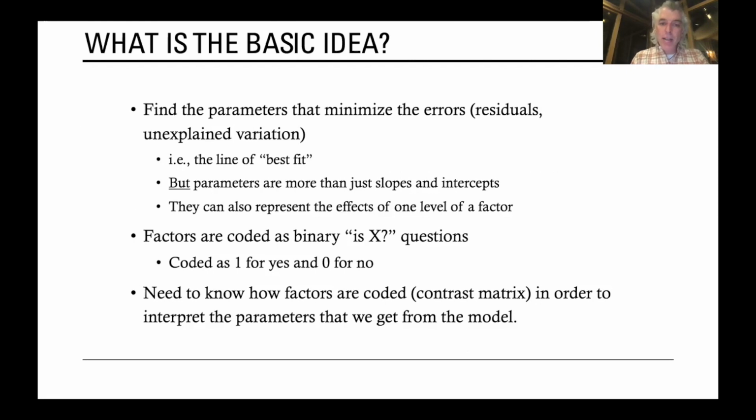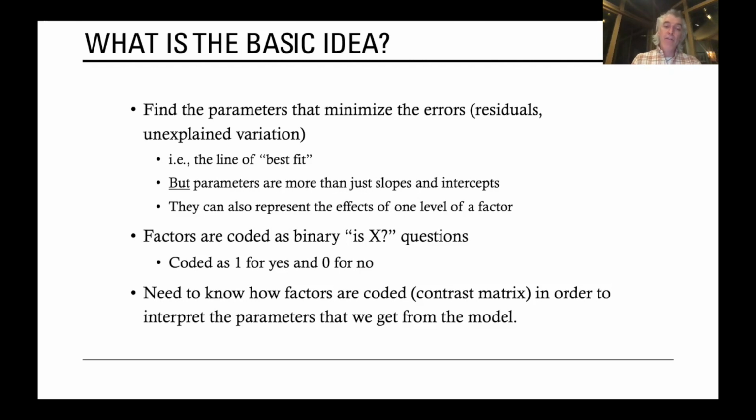I know that matrix algebra is a little bit complex. So to summarize, the basic idea of what we're trying to do in a general linear model is find the parameters that minimize the errors or deviations between the predicted values and the observed values, which is just like a line of best fit in the case of a simple regression. But now the parameters are more than just slopes and intercepts. They can also represent the effects of one level of a factor relative to some other level of a factor.